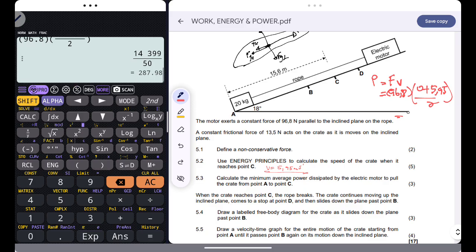So our average power, that's 287.9898 watts. Alright, together. So this is the average power dissipated by the electric motor to pull the crate from point A to C. 287.98 watts.